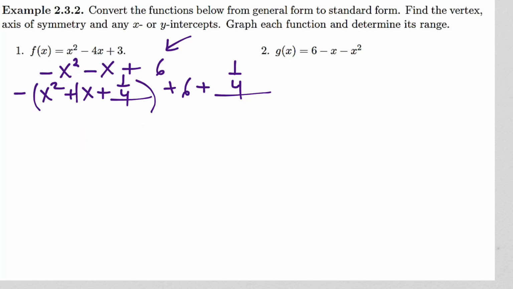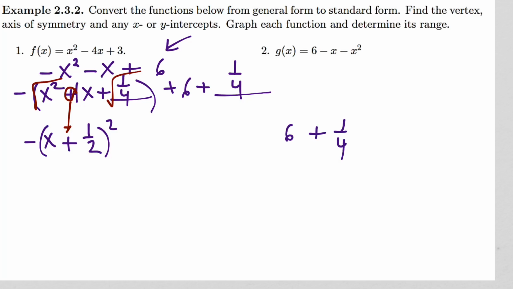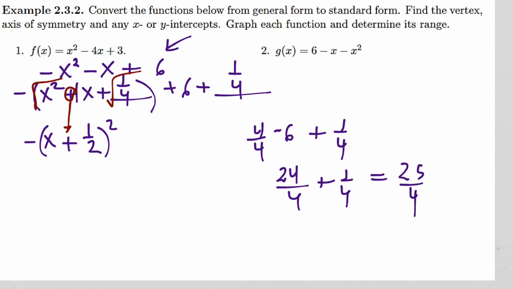All right. So now let's go ahead and use our pattern knowledge. Okay, so the square root of x squared is x. The square root of 1/4 is 1/2. The sign is plus. And then if I add 6 and 1/4 together, I get 6 plus 1/4. I need a common denominator, so that's 24/4 plus 1/4. That's 25/4.